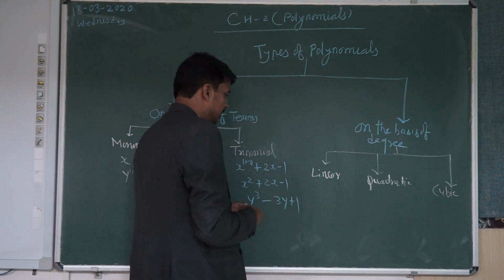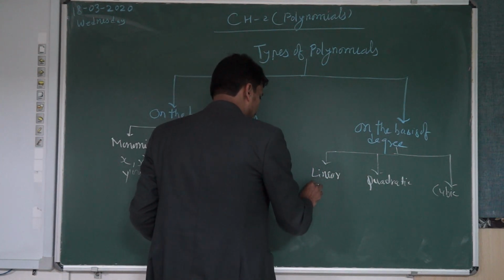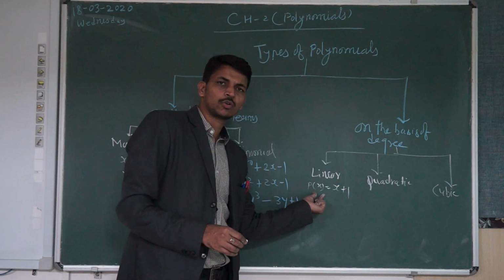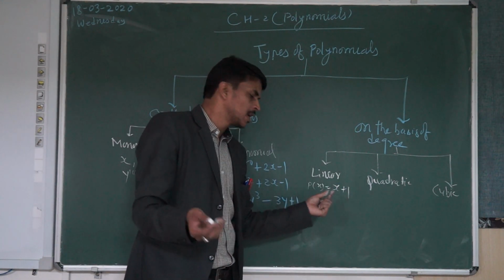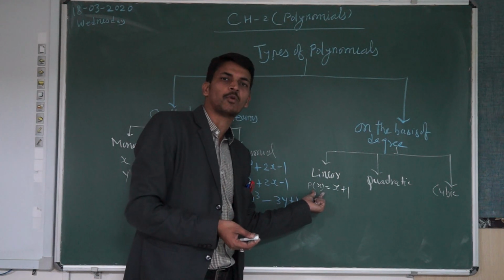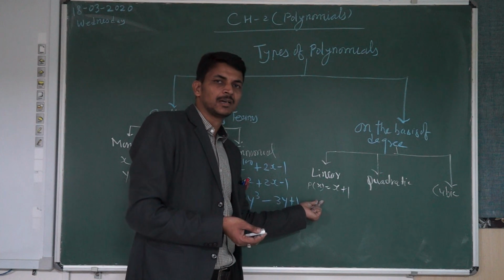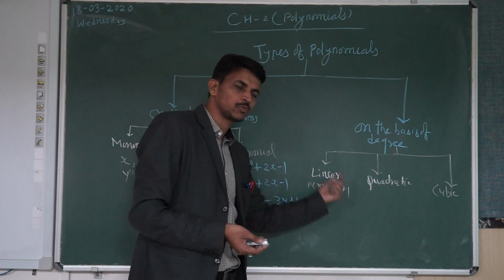Let me take one example of a linear polynomial. For example, I am taking a very simple example, P(x) is equal to x plus 1. P(x) I wrote over here, it might be new for you, but it is a symbol to represent any polynomial. P for polynomial, x means polynomial in terms of x. So x plus 1 is one example.